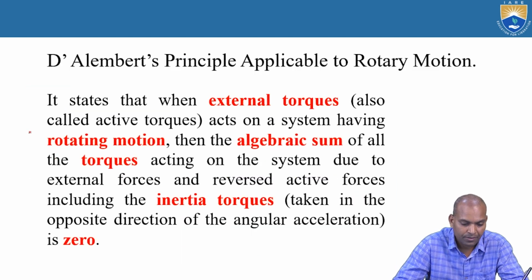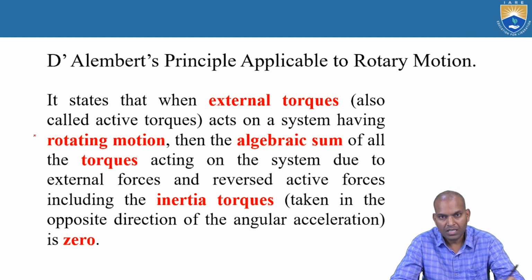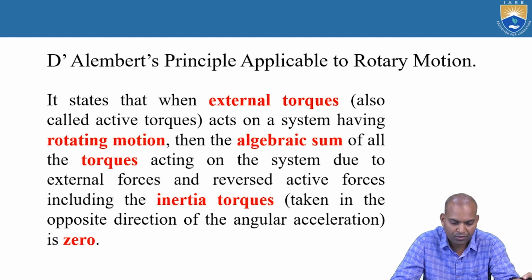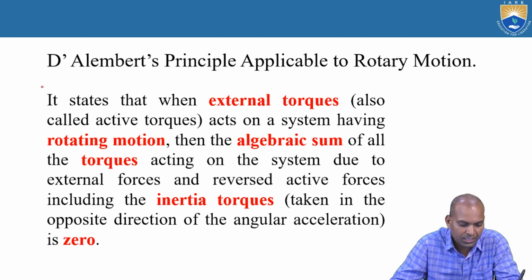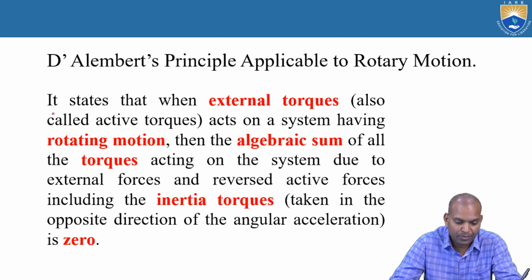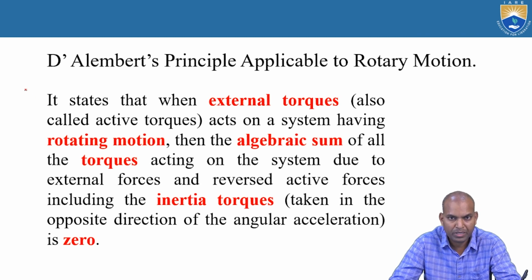Now let us see. So far we covered D'Alembert's principle applicable for plane motion. Now it is for rotary motion. Whereas in the case of plane motion it is the external force, here it is external torque. D'Alembert's principle states that the sum of the net external torque and the inertial torque should be in equilibrium.